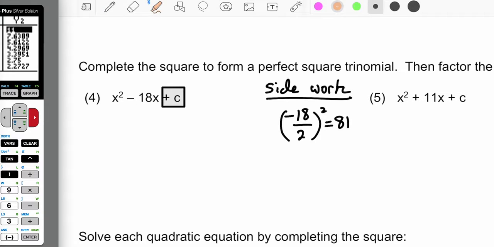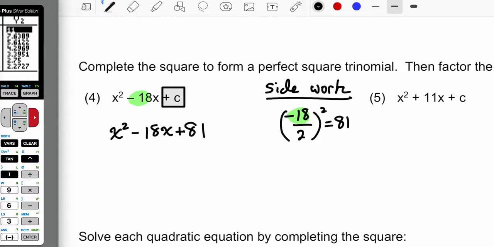Because the b value was the negative 18. You cut it in half, you get a negative 9, but when you square any negatives, it becomes positive, so negative 9 squared becomes 81. So that would be the value of c that I would want. So x squared minus 18x plus 81.